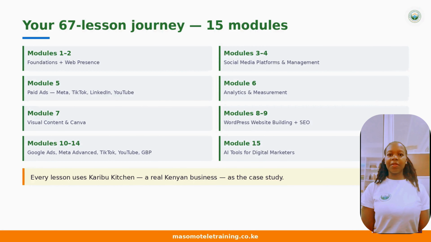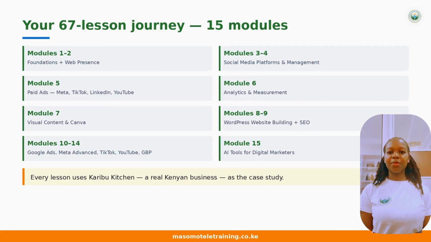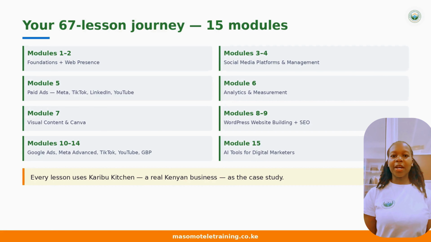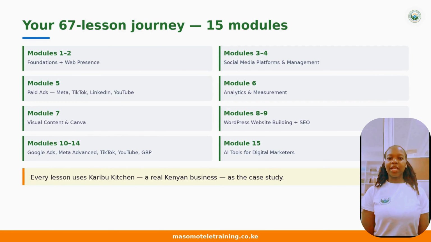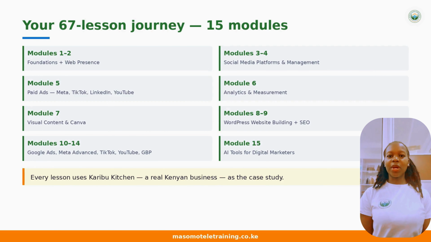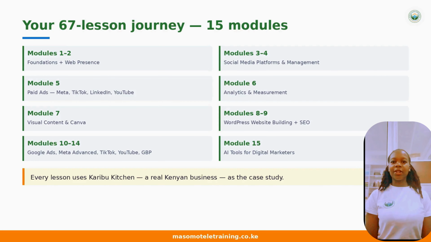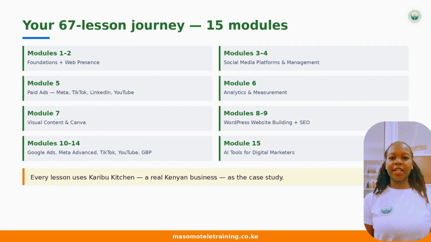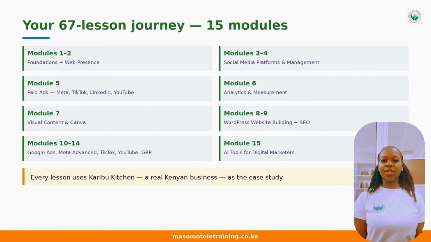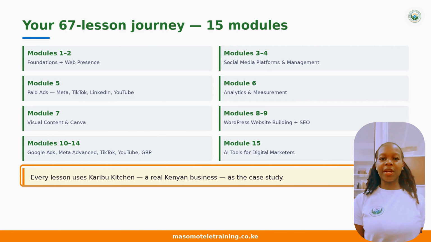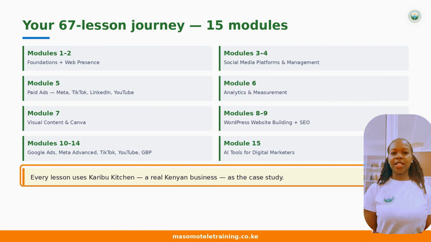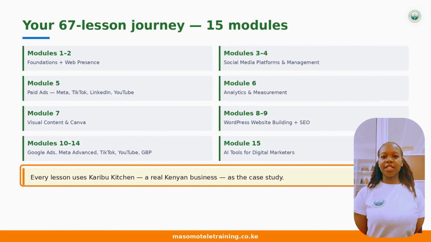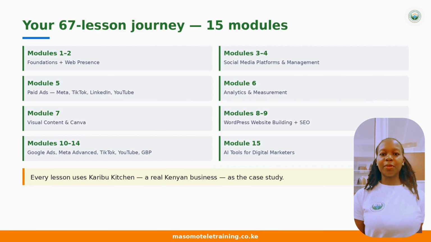This digital marketing course has 15 modules and 67 lessons. You will study social media marketing, including paid advertising on Meta, TikTok, LinkedIn, and YouTube. You will learn to build websites with WordPress, master search engine optimization, run Google Ads campaigns, create visual content with Canva, read analytics dashboards, and in a brand new module, use artificial intelligence tools to write marketing copy and automate your work. Every single lesson uses Sarah's Kareeboo kitchen as the case study, so you learn from a real Kenyan business, not an American textbook.